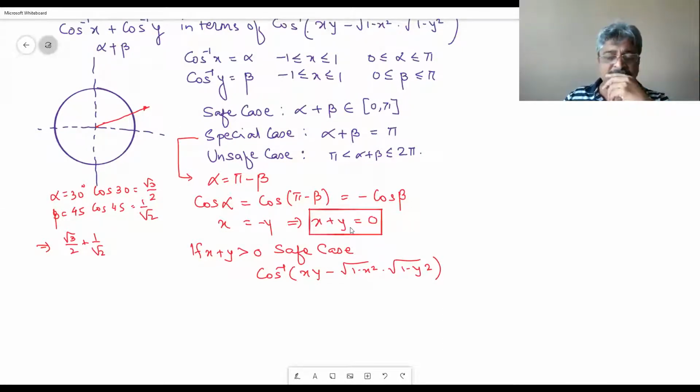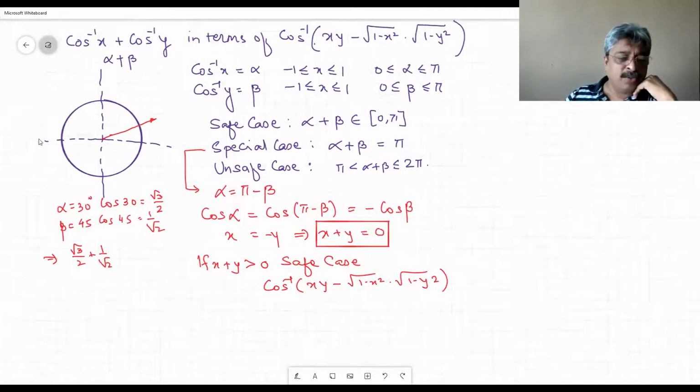So might as well take some examples of x and y such that you get x plus y greater than 0. Now, if you take an example of x plus y less than 0, that means, in other words, first angle and second angle, if they are such that they remain less than pi, that means you are in the safe case. That is the meaning of x plus y equal to 0 or x plus y greater than 0.